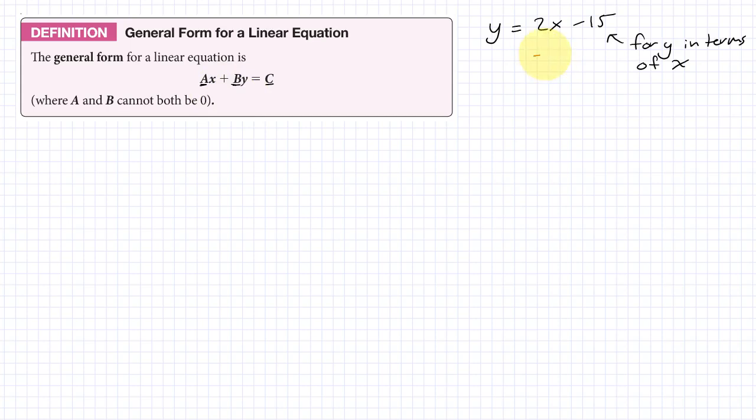So if you subtract 2x from both sides, you can write this as negative 2x plus 1y equals negative 15. And so you can see what your values of A, B, and C are here. You have a negative 2, the y by itself is just 1y, and the C is negative 15. And that is now general form.